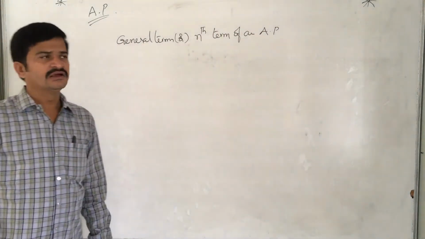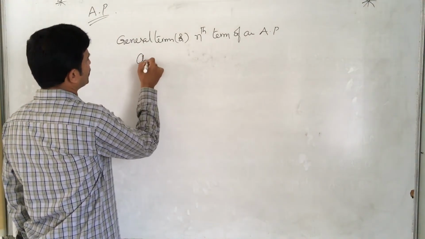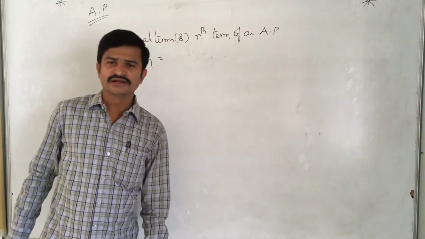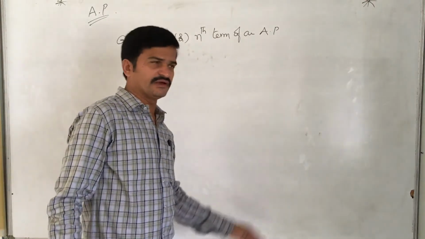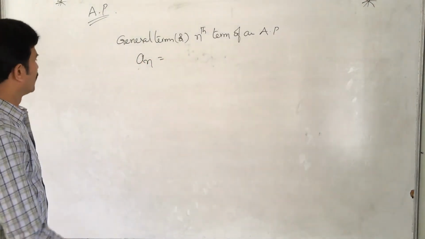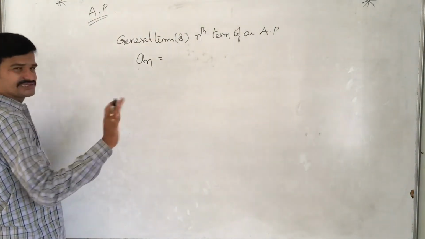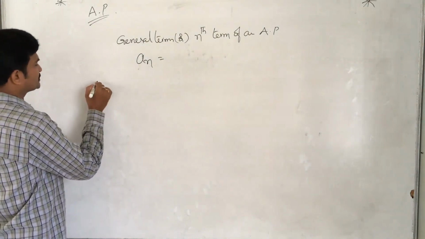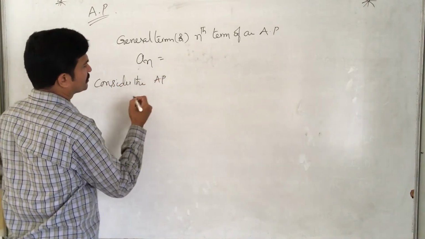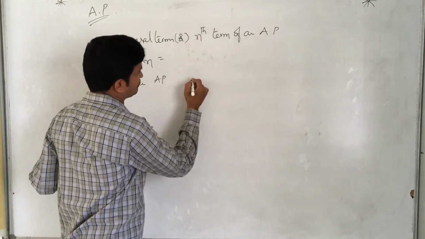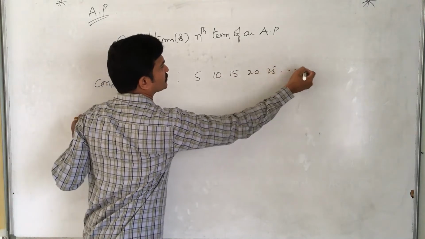The general term, or nth term, of an AP is AN. What is the formula? About this formula, I am going to derive the nth term formula. For deriving it, we have to consider one example. Just through an example, I am going to derive it. Consider the AP 5, 10, 15, 20, 25 and so on.